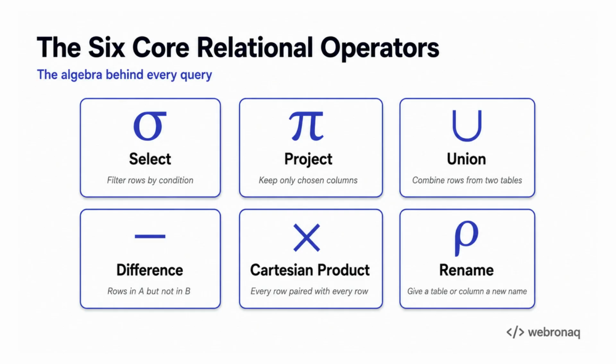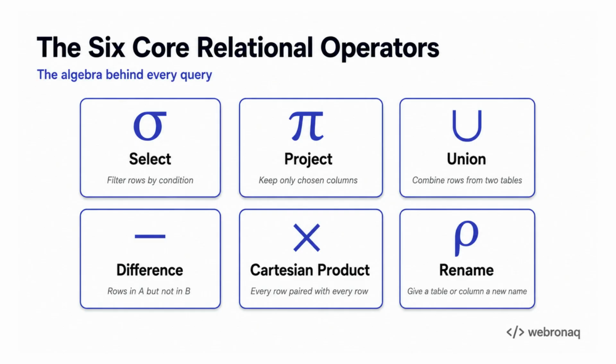First, select, written with a sigma symbol, filters rows. Give it a condition, and it returns only the rows that satisfy it. Second, project, written with pi, trims columns. You pick exactly the columns you want. Third, union combines 2 compatible tables, returning all rows from both. Fourth, difference returns rows that appear in the first table but not in the second.